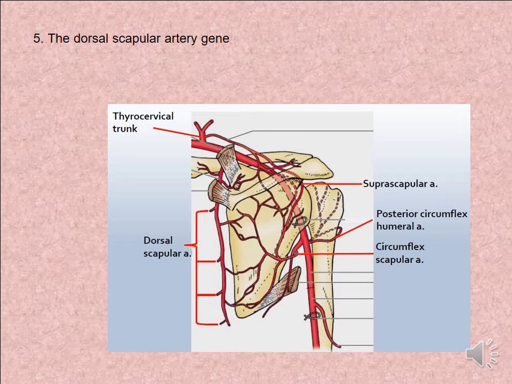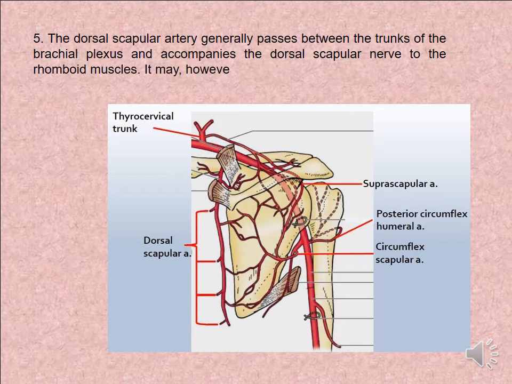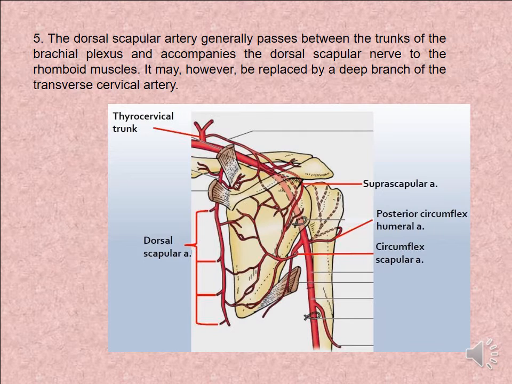The fifth branch, the dorsal scapular artery, generally passes between the trunks of the brachial plexus and accompanies the dorsal scapular nerve to the rhomboid muscles. It may, however, be replaced by a deep branch of the transverse cervical artery.